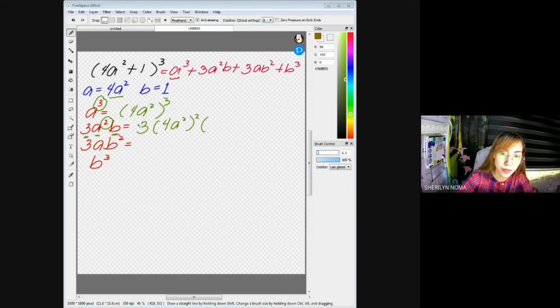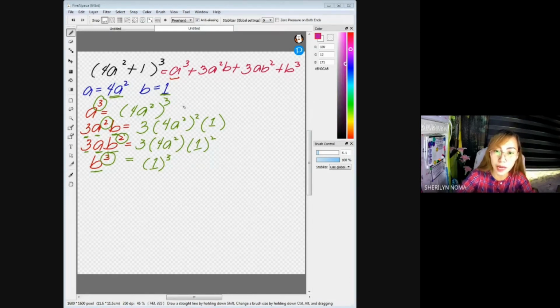Next is the b. What is the value of b? That is 1. Okay? Next, 3. Copy. And then for the a, that is 4a squared again. And then, for the b squared, that is 1 squared. Okay? Copied again. And then the last term, that is b cubed. So we have 1. And then cubed. Okay, we also just copied the cube. Okay, next step. Let's simplify each term.